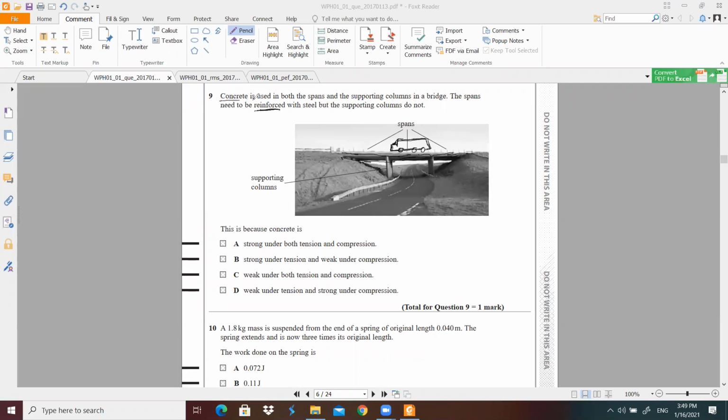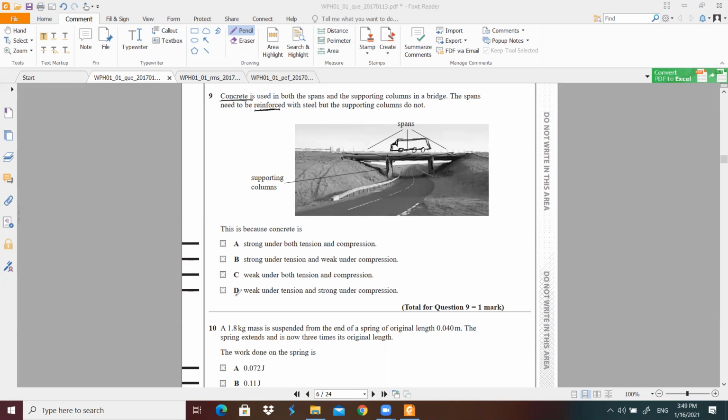What does this mean? That concrete, when is it necessary to reinforce? When it is under tension. But look at the columns now, guys. There is no tension in the column. The columns are being compressed. This lorry is trying to compress these columns, meaning the columns are enduring a force called compression. And the fact that they don't need reinforcement means they're really strong under compression. But the spans undergo tension. And since they have to be reinforced, this means that it's not very strong under tension.